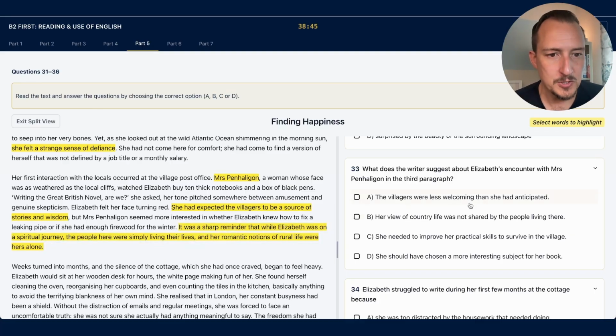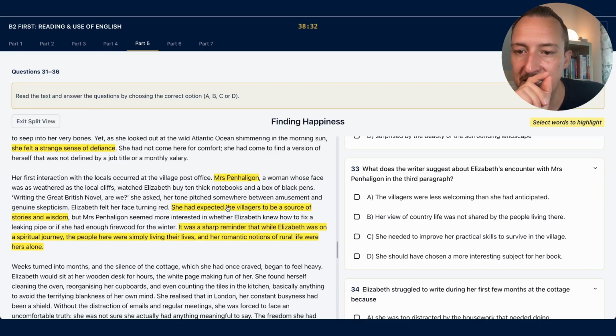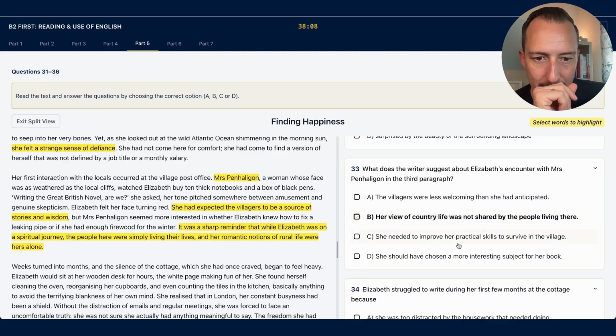Right. Okay. So, are the villagers less welcoming? No. Well, and certainly not than she anticipated. When you see this, than she had anticipated, it means she was expecting something else to happen. Now, she does say she had expected the villagers to be a source of stories and wisdom. So she did think that they would be like something, but would it be that they would be less welcoming? No, there's no suggestion here that they're less welcoming. She just thinks that they would have stories. So it's not A. Her view of country life was not shared by people living there. I think it's B, and I'll explain why in a bit.